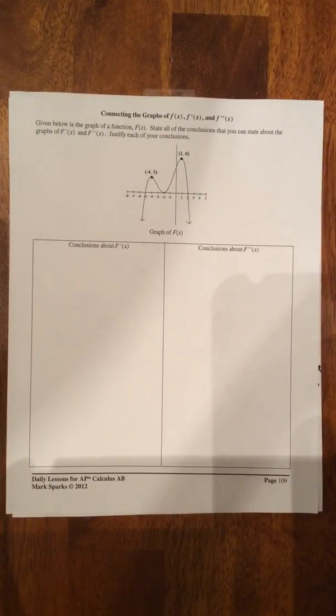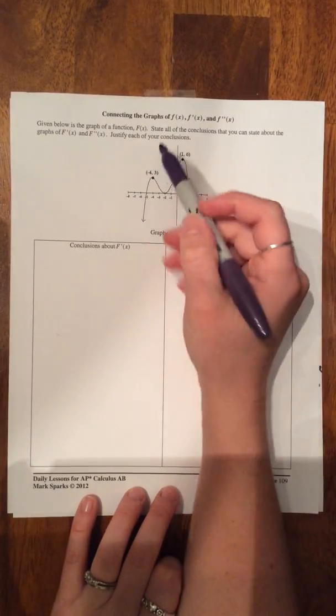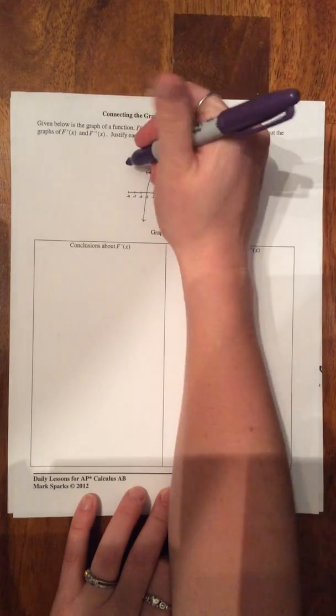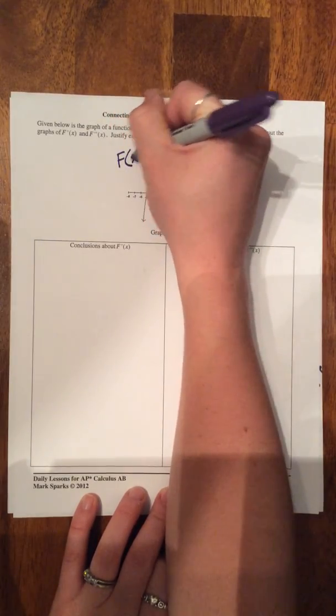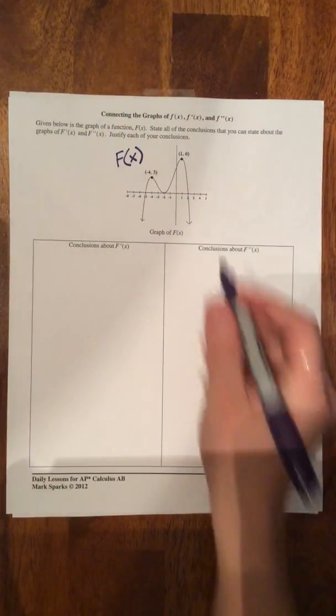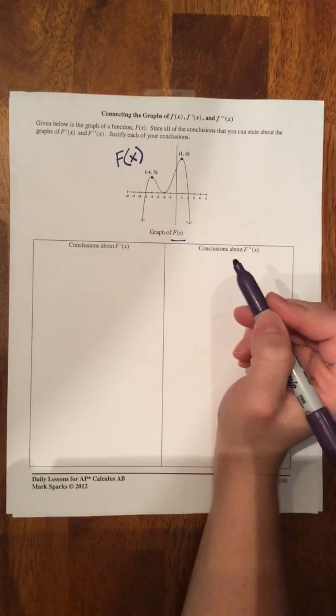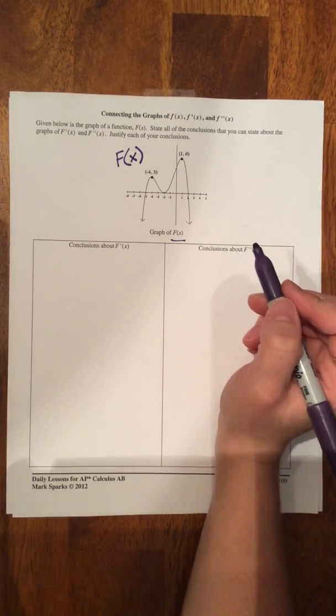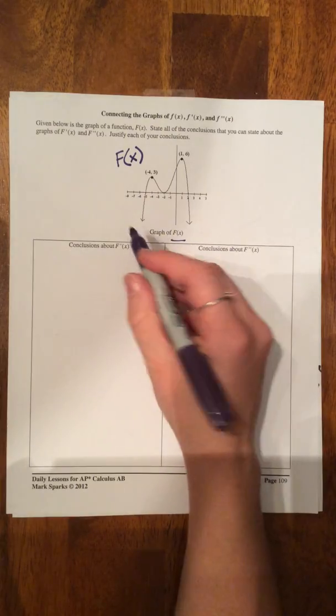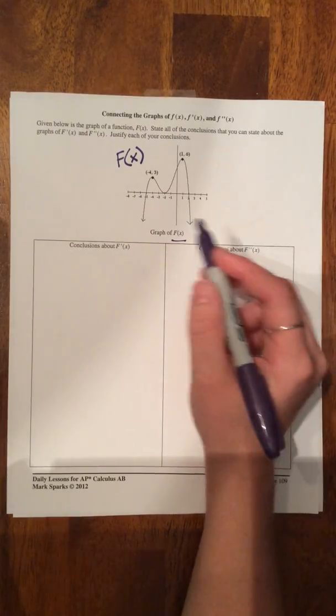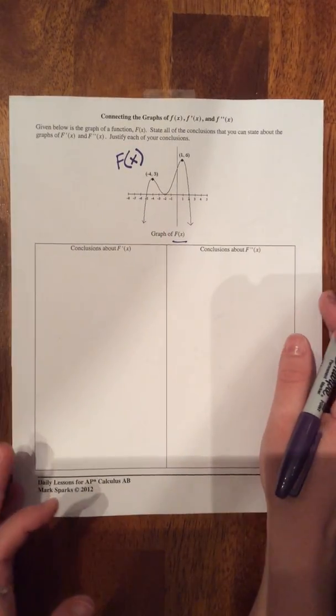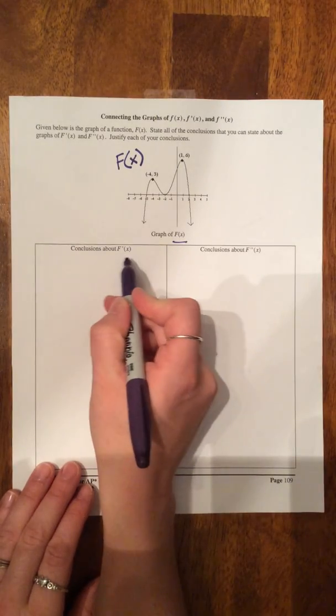Hello. So we're going to make a few connections between the graph of f, f prime, and f double prime. When you see something like this, the first thing you should be doing is labeling the graph. Right here it says, given below is graph of function f of x. It says it down here, but I want to make sure it's very clear, because you're going to be pretty upset if you consider this as f prime or f double prime the whole time. It's been f of x. So this should be all things you know.